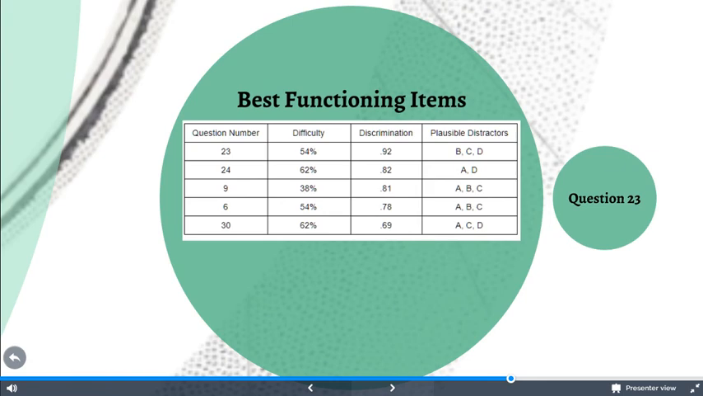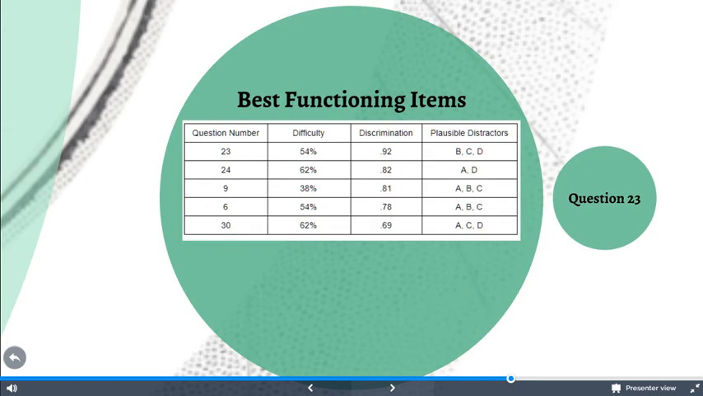So when taking a look at some of our test items that were our highest functioning, best functioning items on our test, we had 5 of our questions, and they were all multiple choice questions, and they had a discrimination value ranging from the highest at 0.92 all the way down to our 5th best functioning item, which was 0.69.